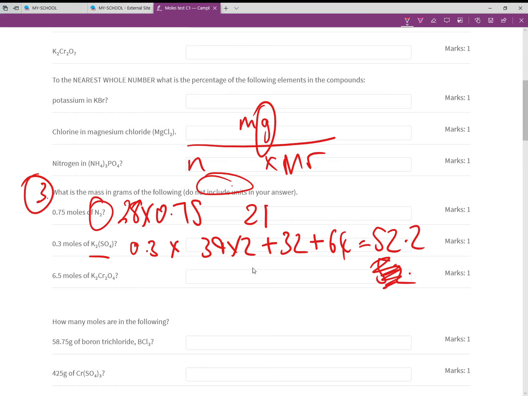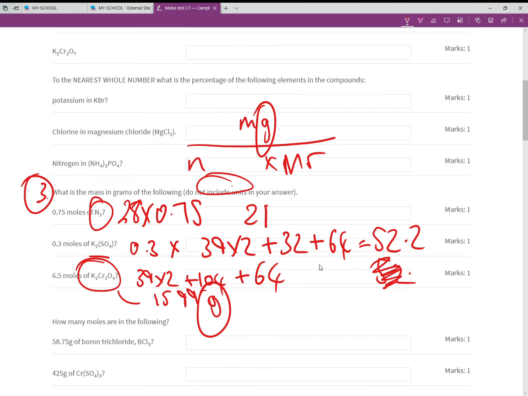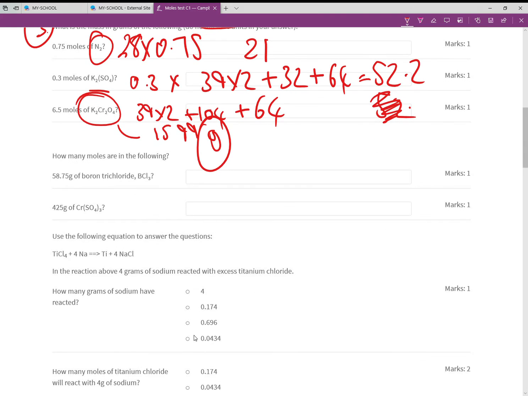Sorry. Okay, we have our potassium chromate here, so we have 239, so 39 times 2. We have 2 chromiums, which is 52 times 2 is 104, and we have again 4 oxygens, 64. So RFM is 246, so 246 multiplied by, okay, gives me 1599, and that is grams, but of course it does ask you not to put units on there. Okay, so let's have a look.